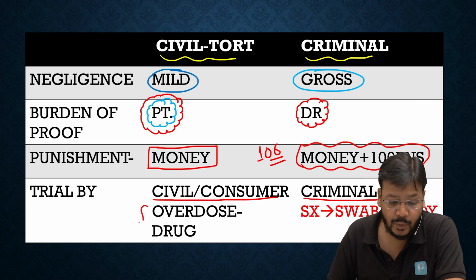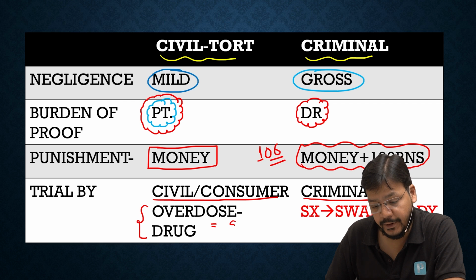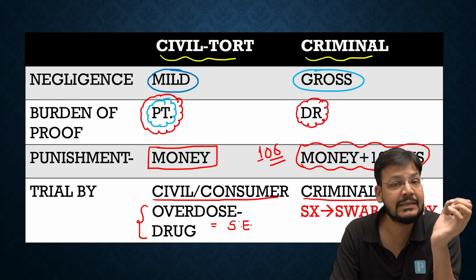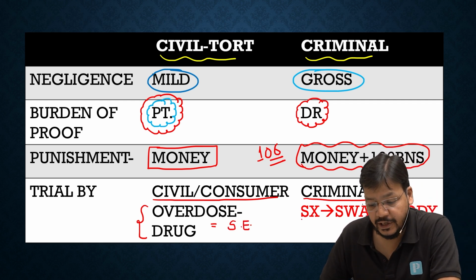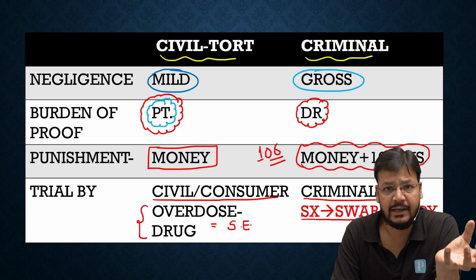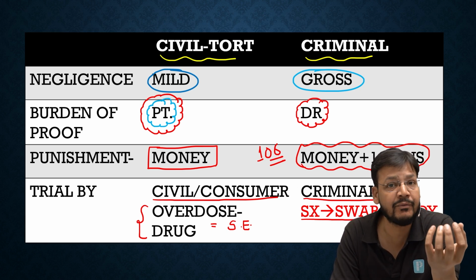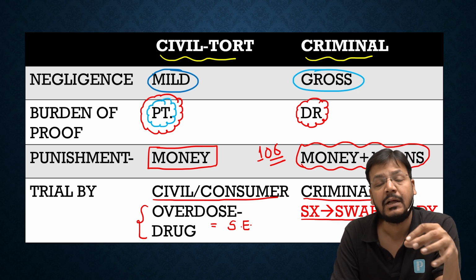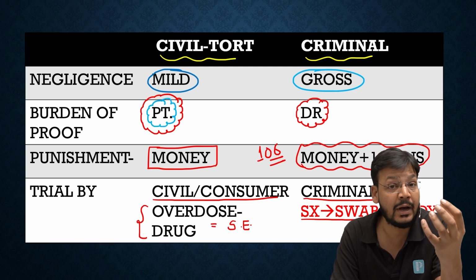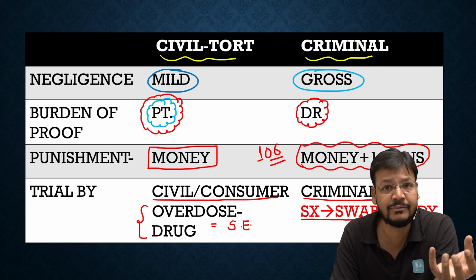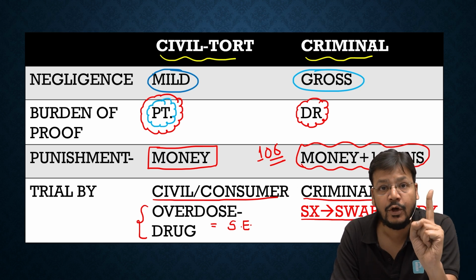Example: overdose of a drug producing a side effect is a civil negligence. A surgeon leaving a swab in the body that can cause death is a criminal negligence. One more example of criminal negligence: if you are alcoholic, you have consumed alcohol, and you are doing some surgery and the person collapses, that is a criminal negligence.